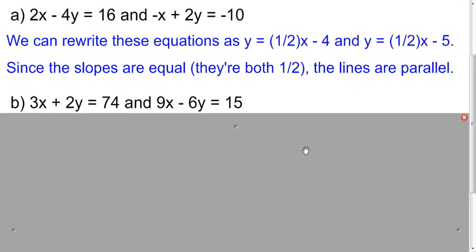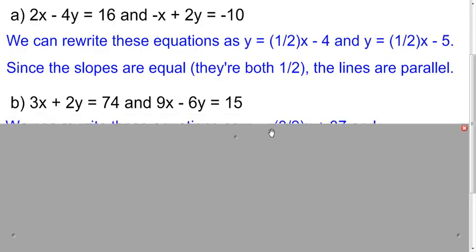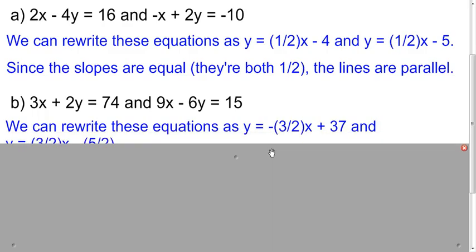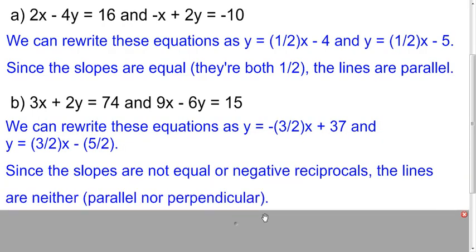Try part B, same idea. Write them in slope-intercept form and then compare the slopes. Well, in this case, we end up with slopes of -3/2 and 3/2. Now, these are not negative reciprocals. Be careful. This fraction hasn't been flipped, right? So they're not the same, they're not negative reciprocals, so these lines are not parallel and they're not perpendicular.